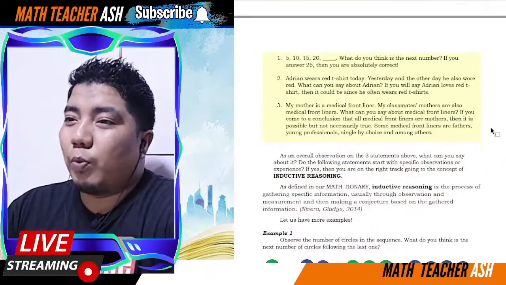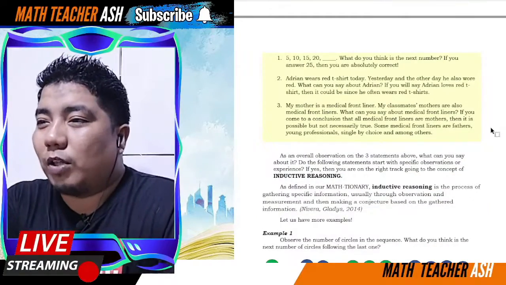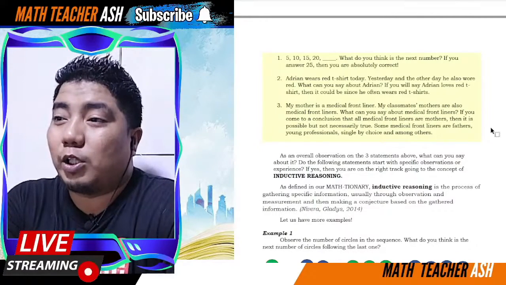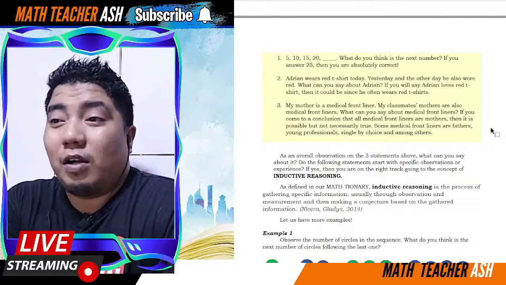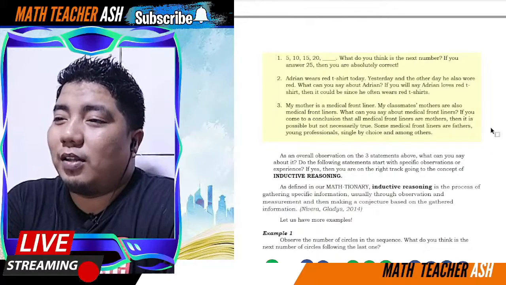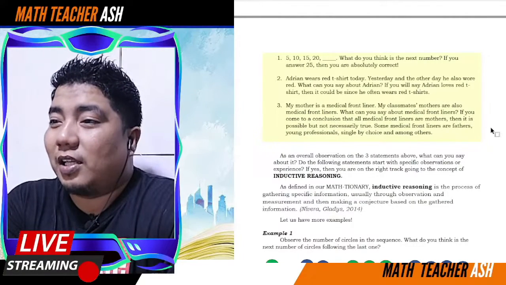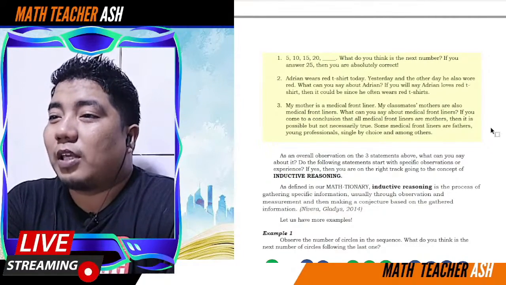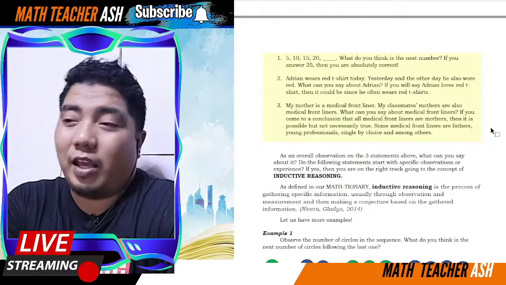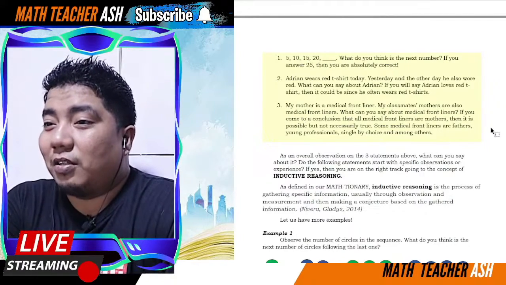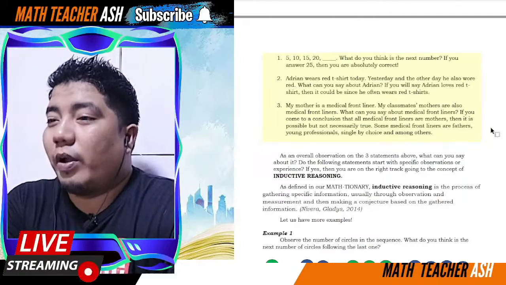Okay. So we have here 5, 10, 15, 20, blank. What do you think is the next number? Of course, that is 25. You are absolutely correct. Adrian wears a red t-shirt today. Yesterday and the other day, he also wore red. What can you say about Adrian? Adrian loves red t-shirts. Then it could be, since he often wears red t-shirts.